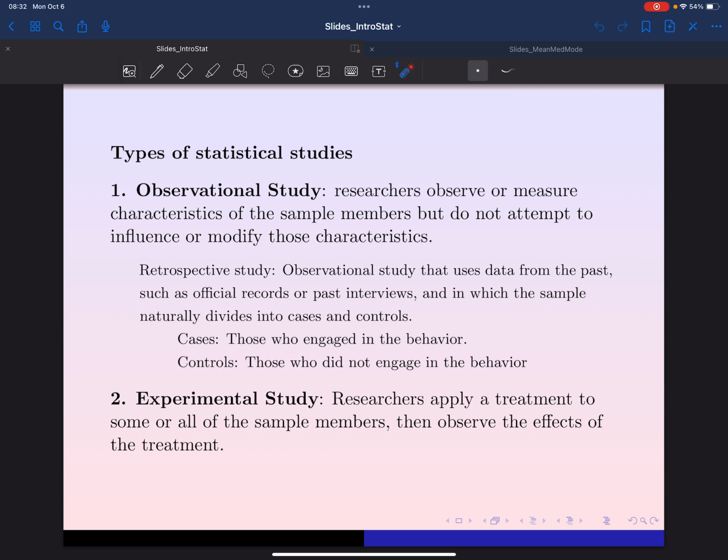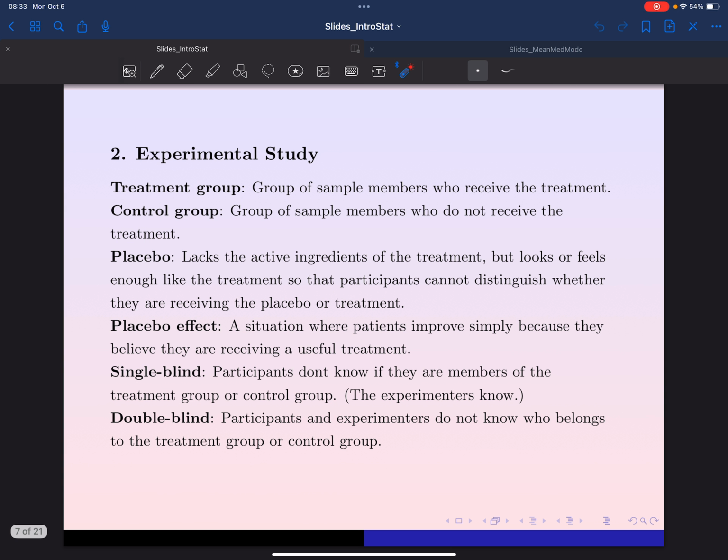Now we have another type of statistical study, that would be an experimental study. Researchers apply a treatment to some or all of the sample members, then observe the effects of the treatment. And in an experimental study, we have a couple of terms. We can have a treatment group, so that would be a group of sample members who receive a certain treatment. They get some medicine or other treatment. Control group would be a group of members who do not receive the treatment.